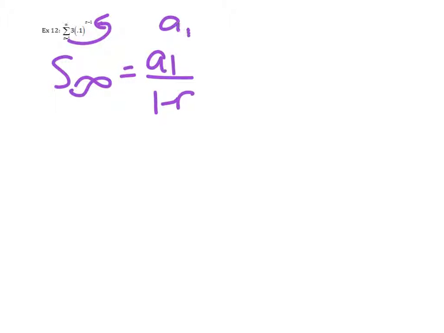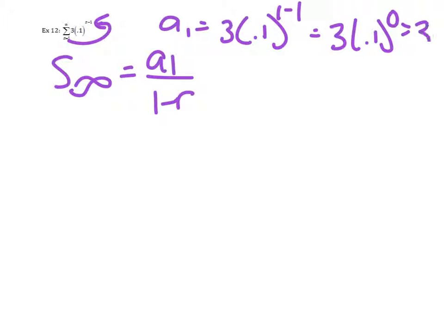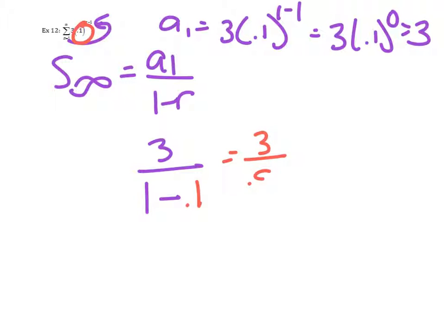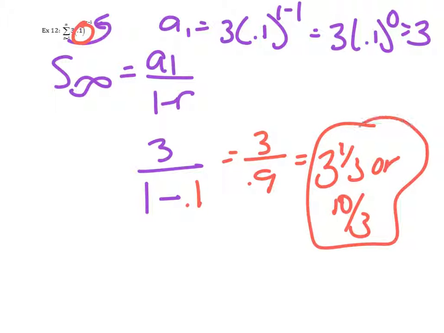Okay, 12. This time we're going to infinity, so we're going to go back to our S to infinity is a sub 1 over 1 minus r. Our first term I get by plugging in 1. 3 times 0.1 to the 1 minus 1 equals 3 times 0.1 to the 0 equals 3. Over 1 minus my ratio, which is 0.1, so 3 over 0.9 ends up giving me 3 1/3, or 10/3 for that.